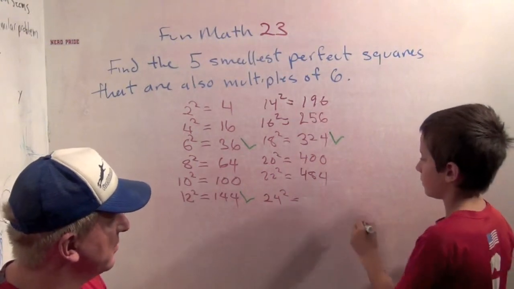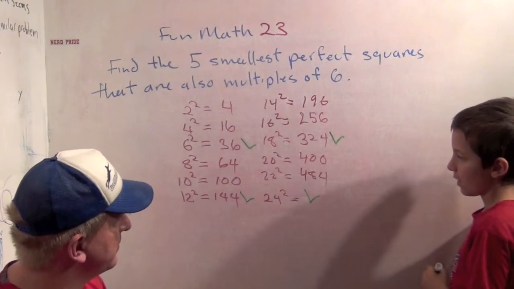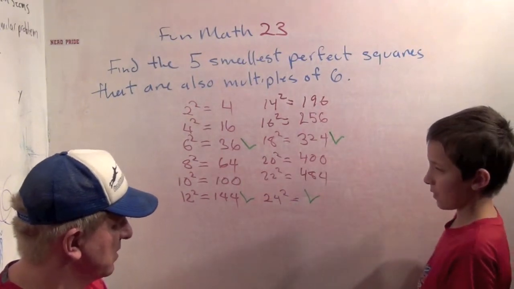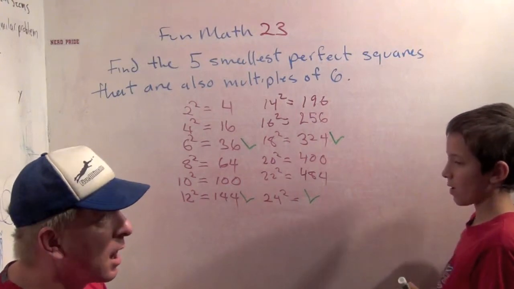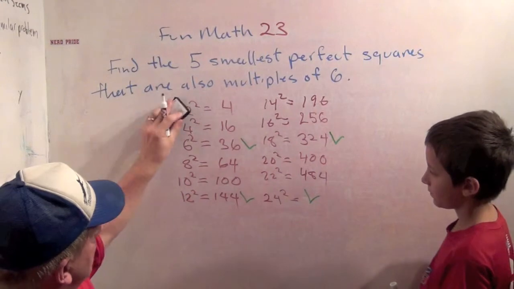And what's the next one going to be? It's going to be 30. 30 squared, which is 900. Okay, now that's fine.